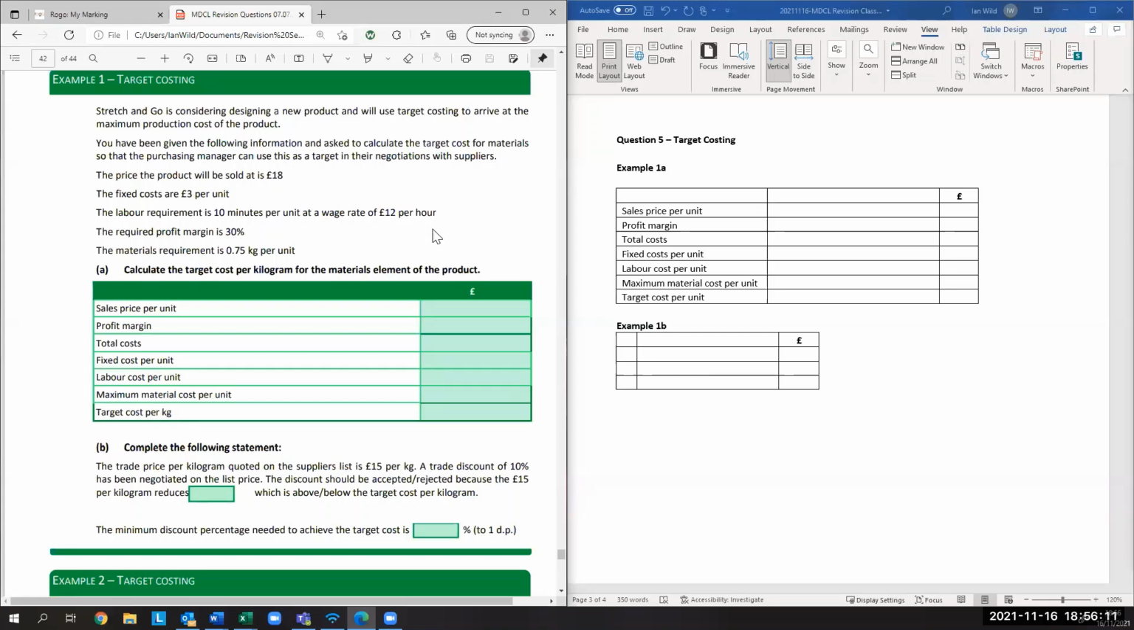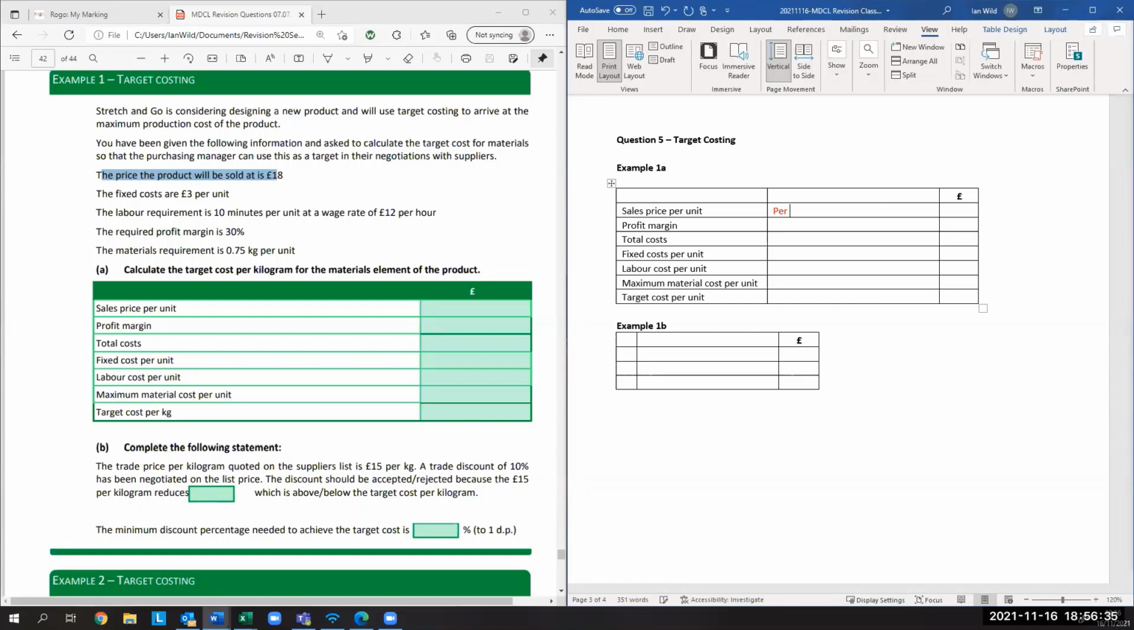Now, the first step is always the same. Put in the figures that you know, put in the figures that you are given. Get some marks on the board straight away. Now Natalie came straight in there and said that we have the sales price of 18 quid. Brilliant, Natalie. We'll come down in a moment. So spot on. Thank you.